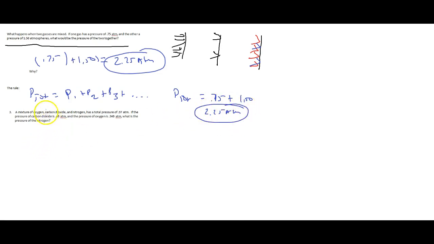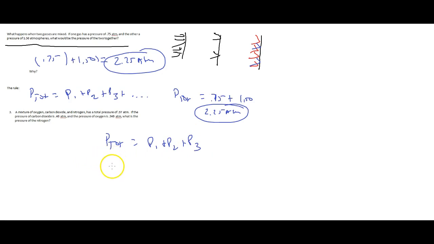And so I have a mixture of oxygen, that's a gas, carbon dioxide, and nitrogen that has a total pressure of 0.97 atmospheres. If the carbon dioxide has a pressure of 0.40 and the oxygen has a pressure of 0.340, what is the pressure of the nitrogen? Okay, so the total pressure is equal to the pressure of the first gas plus the pressure of the second gas plus the pressure of the third gas. This thing's going to 3 gases, so I'll stop there.